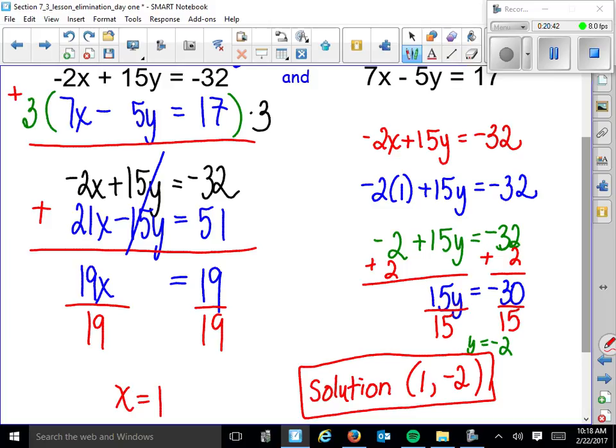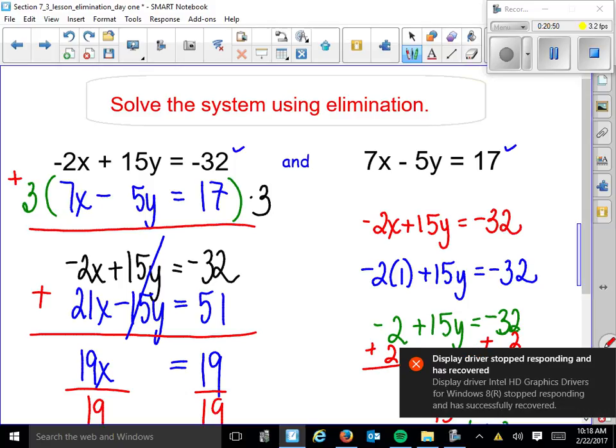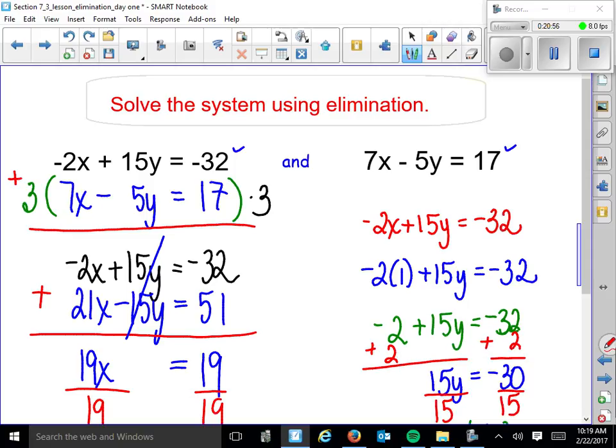Now, this last example was definitely more complex and required more steps. And that is kind of a lead into what we're going to be doing on day 2 of elimination. But I wanted to give you a little bit of a preview for that.